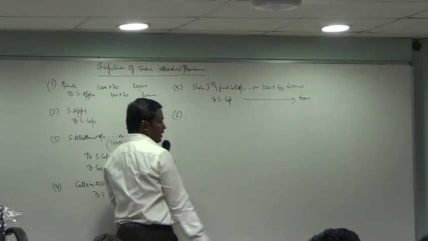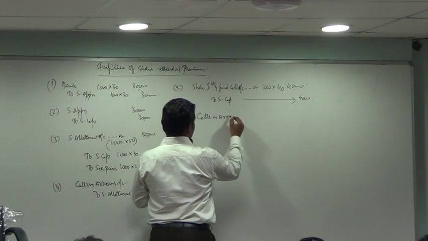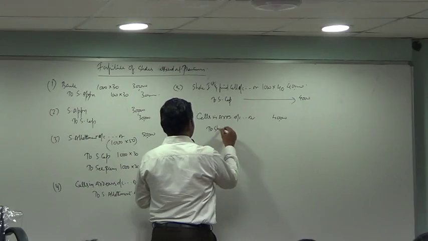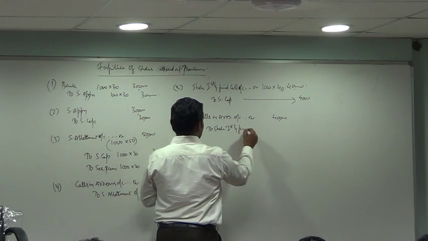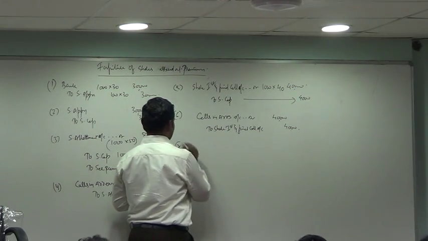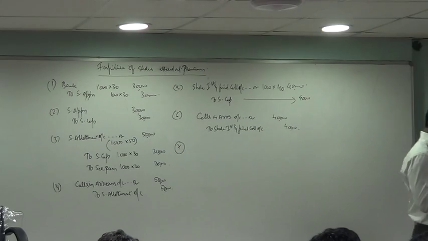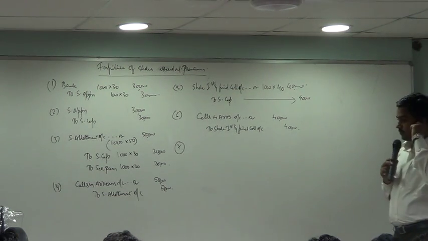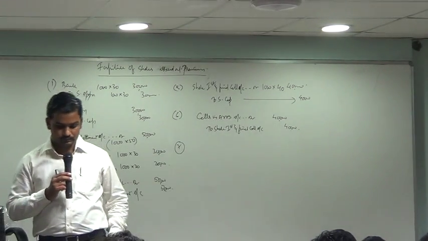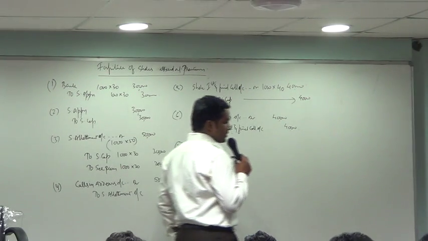Next, when call money is not received, what is the entry? Calls in arrears account debit to share first and final call account, 40,000. Did you all complete this?